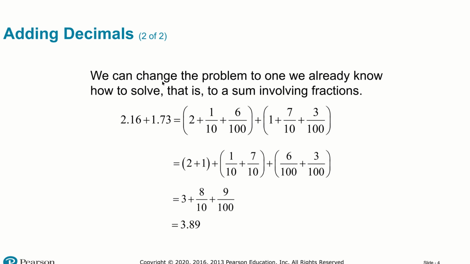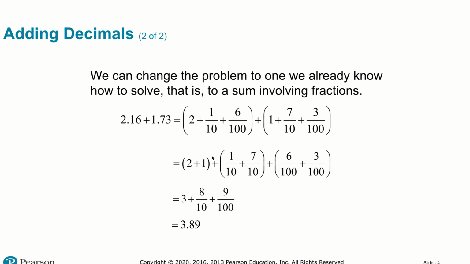Notice that we can also handle it in this manner using more familiar operations, such as 2.16 can be written as 2 plus 1/10 plus 6 over 100 in its expanded form, and 1.73 can be written as 1 plus 7/10 plus 3 over 100. So now we just go ahead and combine the units. Of course, we can add in any order because of the commutative and associative properties of addition.